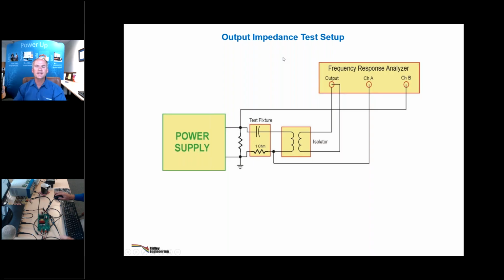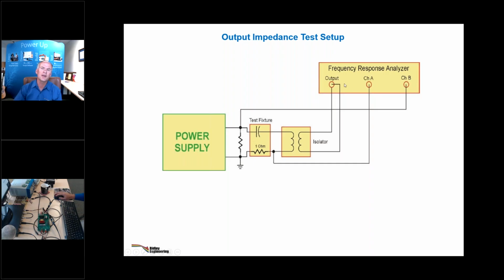All right, output impedance test setup. Why is this a hard measurement? Because you've got to take a signal from your frequency response analyzer and you've got to turn it into a current pushed into the output of a power supply. So that's what this does. We isolate and then we push it through this 1 ohm resistor and a coupling cap, because there's a DC voltage there, and you've got to make the output voltage move. And that takes some power to do that. So you've got to push.